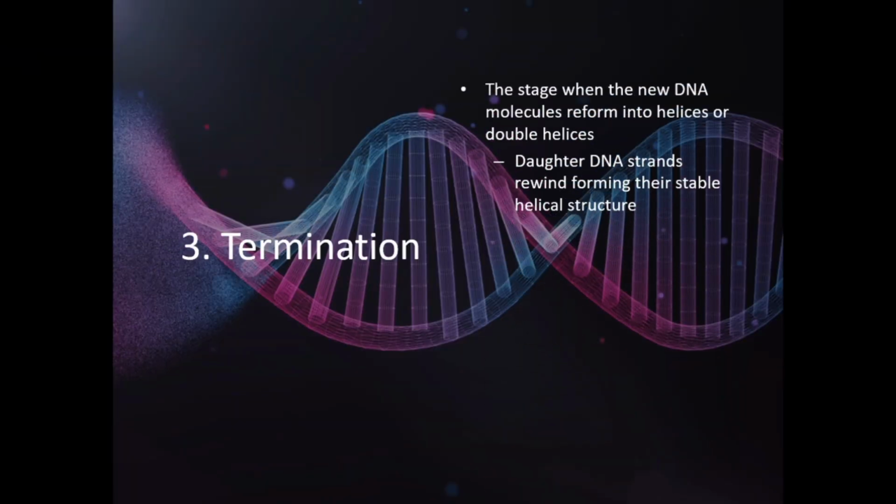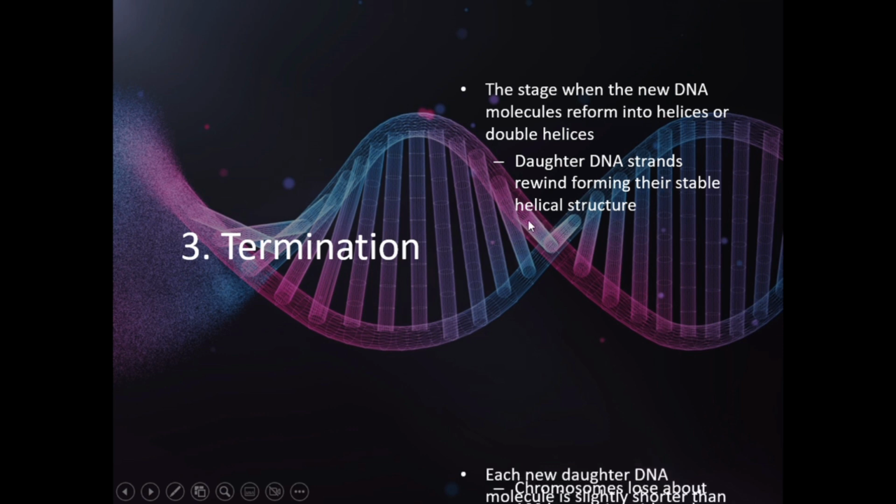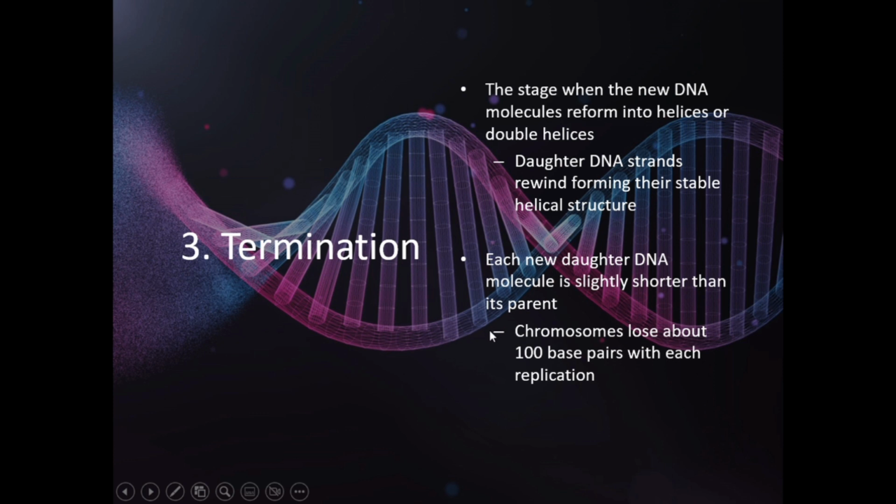Termination, how termination takes place: the stage when the new DNA molecules reform into helical structures or double helices. Daughter DNA strands rewind, forming their stable helical structure. Each new daughter DNA molecule is slightly shorter than the parent DNA molecule. Chromosomes lose about 100 base pairs with each replication, mainly at the telomeres, at the caps of the chromosomes.